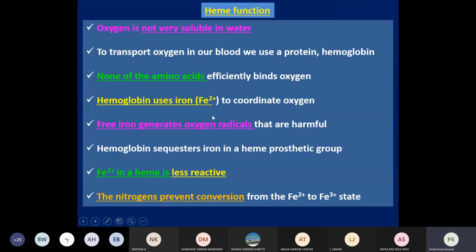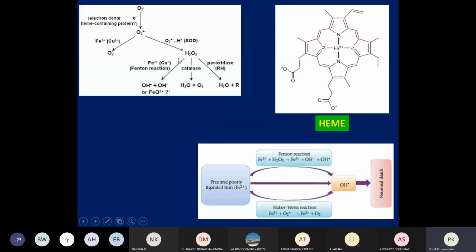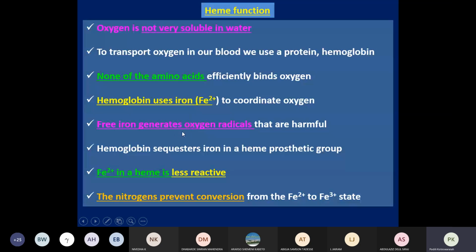So that means free iron can generate radicals, because Fe+2 is highly reactive. It can form many radicals through Fenton's chemistry as well as the Haber-Weiss reaction, and this free iron can easily form hydroxyl radical from the superoxide anion. That's why the iron in the human body is sequestered by the heme prosthetic group.